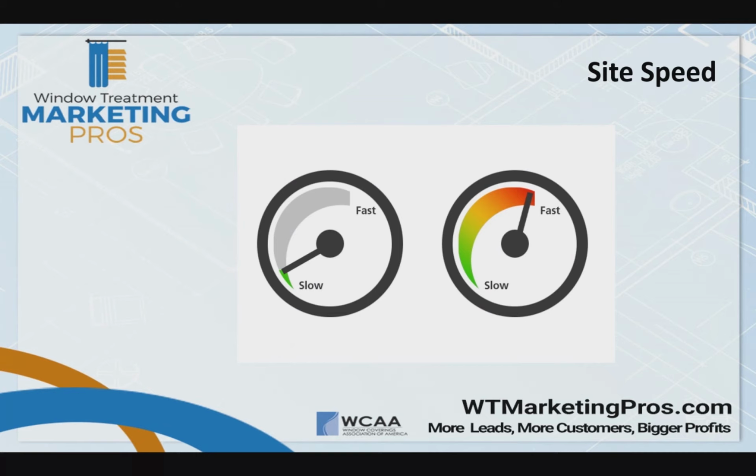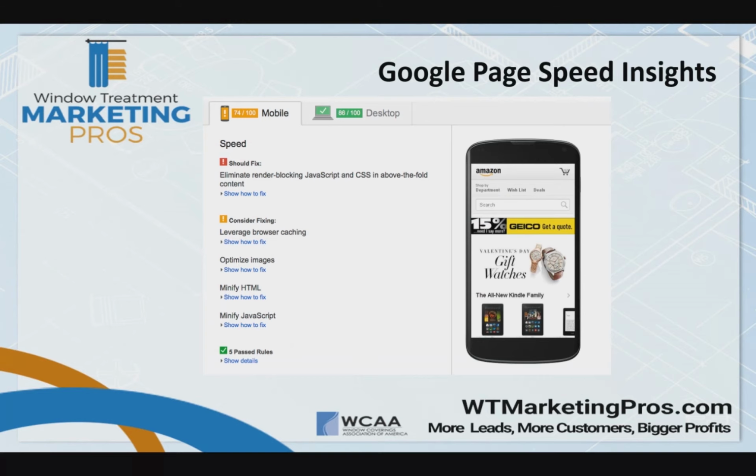One of the things you can do is just go to Google and type in PageSpeed Insights. This is a free tool from Google, and they will actually give you a number from 0 to 100 for how well your website does when it comes to page speed. So in this example, they scored a 74 on mobile and an 8 on desktop.